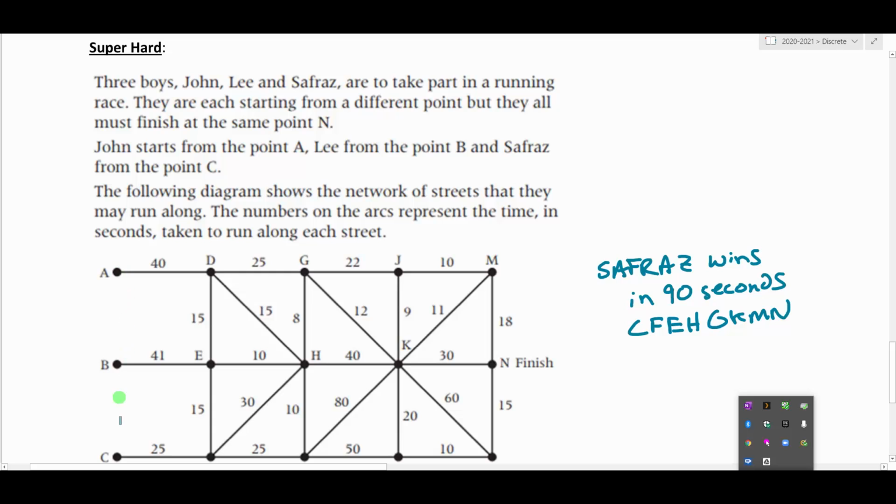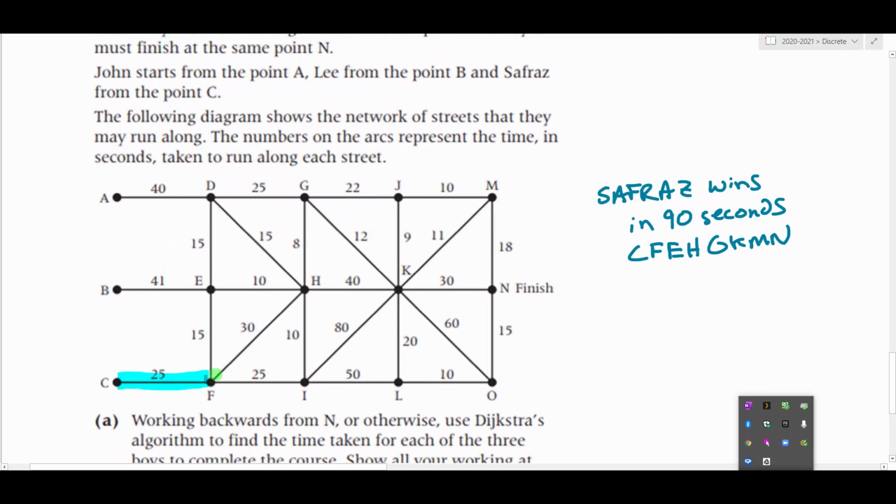And I'll highlight that for you so you can see it. Okay, so Safraz was starting at point C, right? So he starts at point C. Go down a little bit here. All right, so he goes from C to F to E, right, and then E to H, and then he goes to G, and then he goes to K. Then he goes to M, and he goes to N. So that was his winning path there.